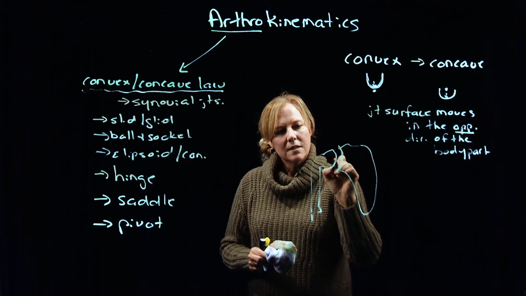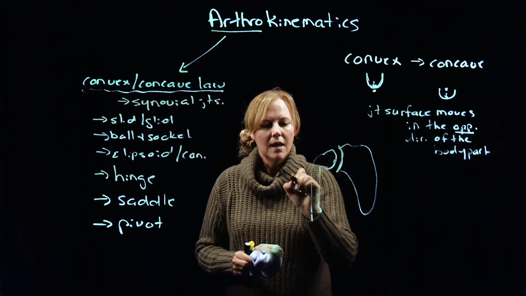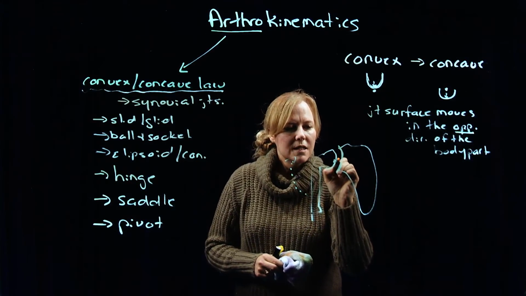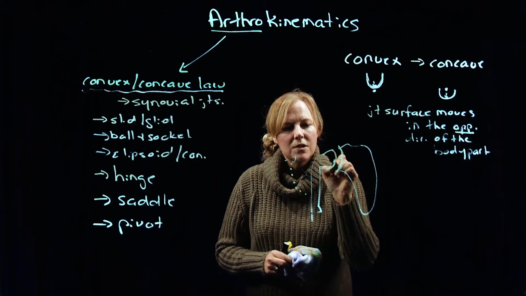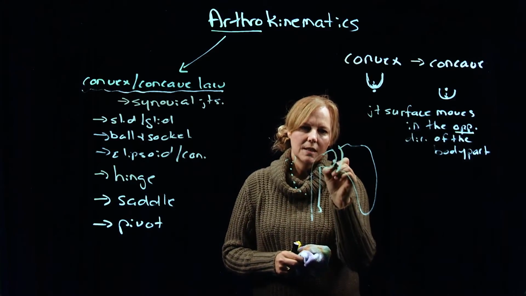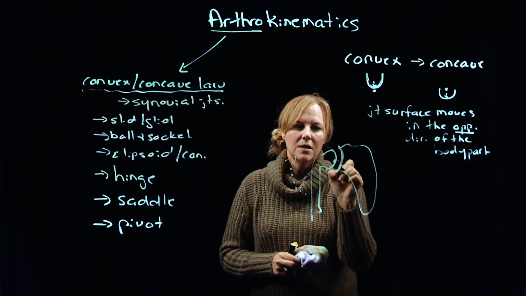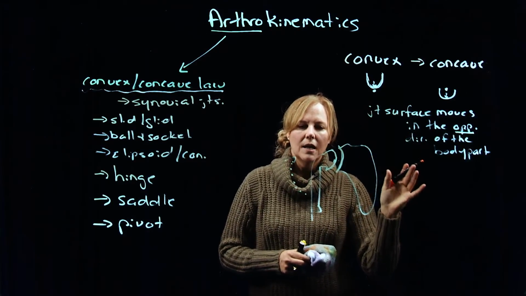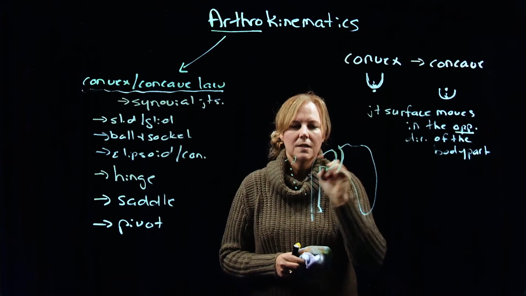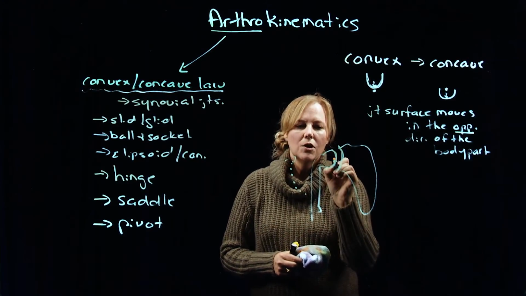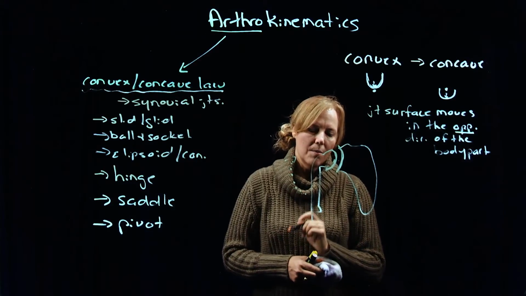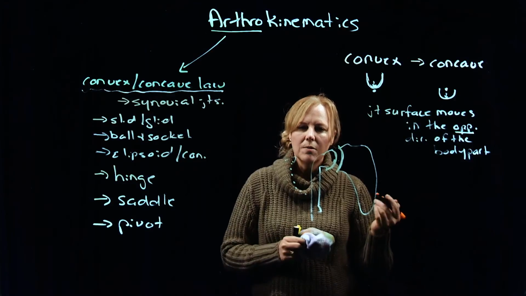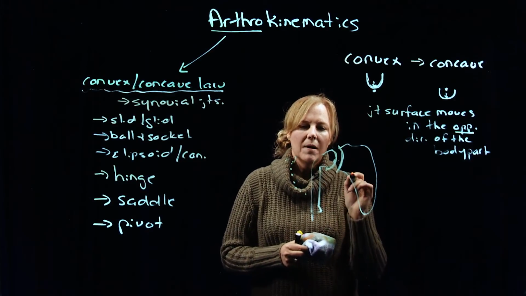Here's the joint surface. And if we're doing abduction, so the arm is moving up, we know that this surface right here is the convex surface because it protrudes into the joint, and this surface is the concave. So according to the convex-concave law, when a convex surface moves on a concave surface, the joint surface moves in the opposite direction to the body part. Now there's lots of videos that you can look at on YouTube that are available underneath the link section, but I want to show this to you.